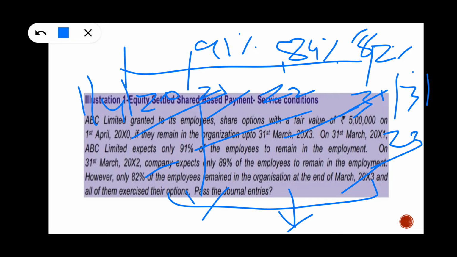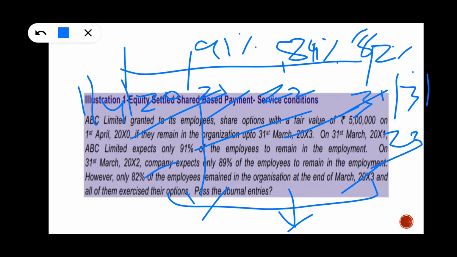So 5 lakhs into 91% divided by 3. That much expense needs to be recognized in first year. Second year, they said that only 89% of the employees will exercise the option. So 5 lakh into 89% into 2 divided by 3, we'll get how much expense needs to be recognized for the first 2 years, and from that we are going to reduce the expense recognized in the first year, and same like that in third year. So this is how much expense needs to be recognized.